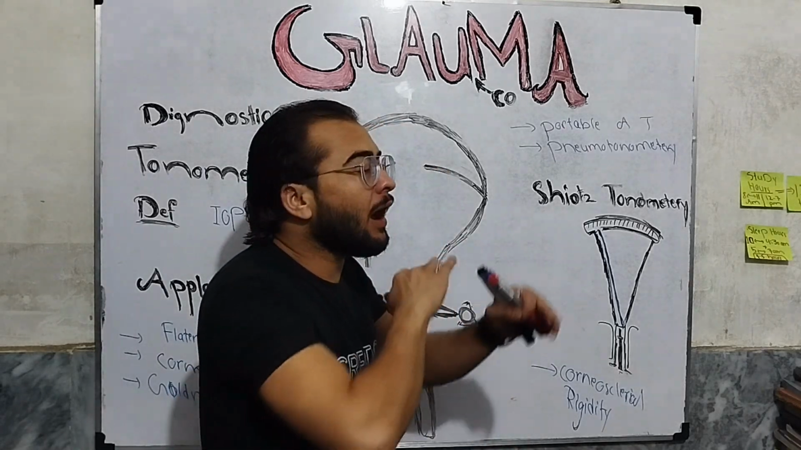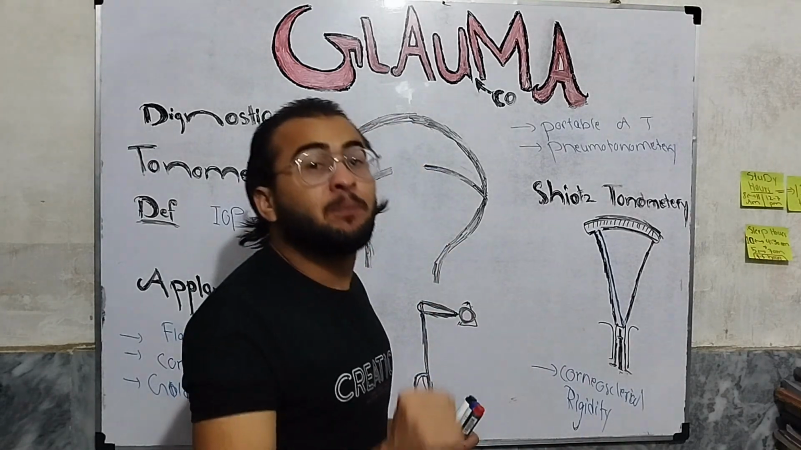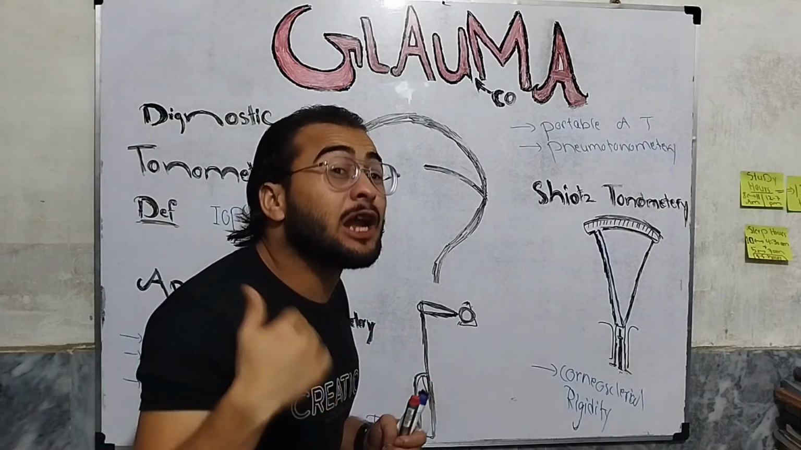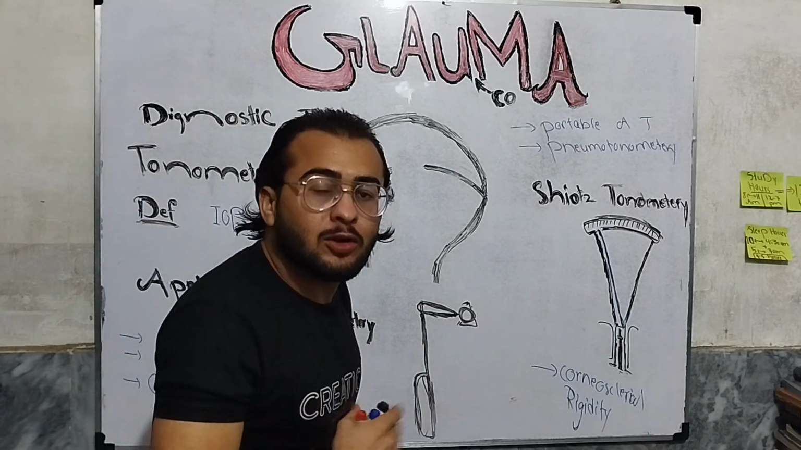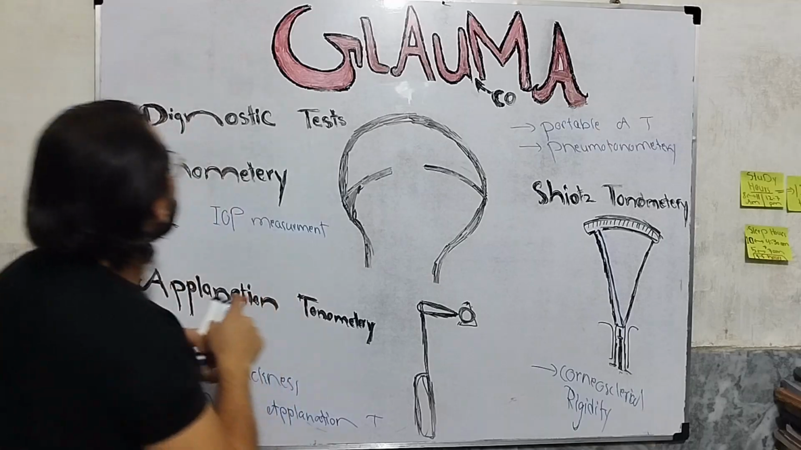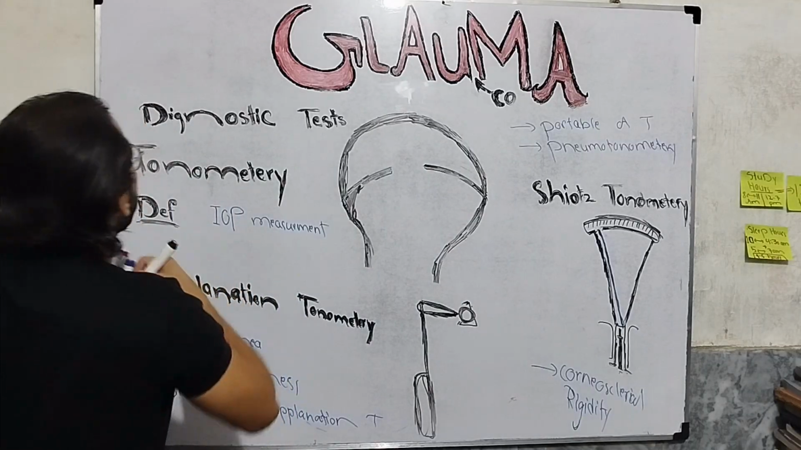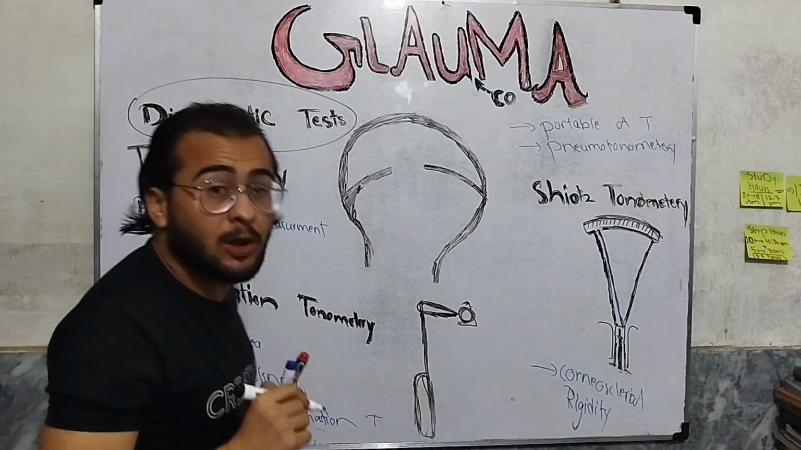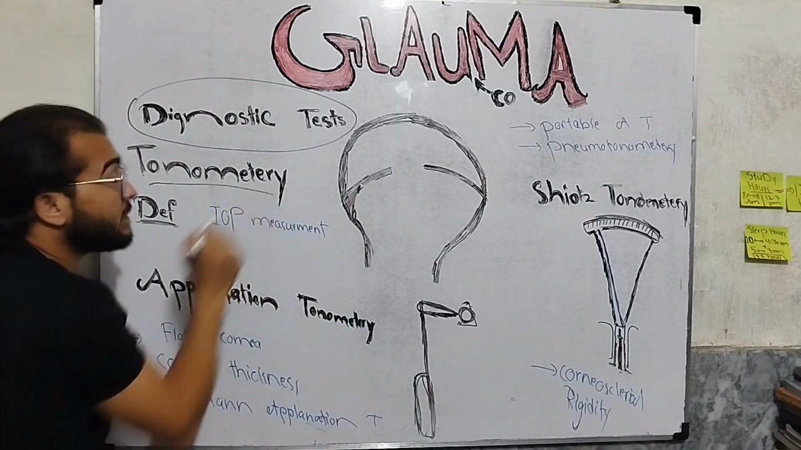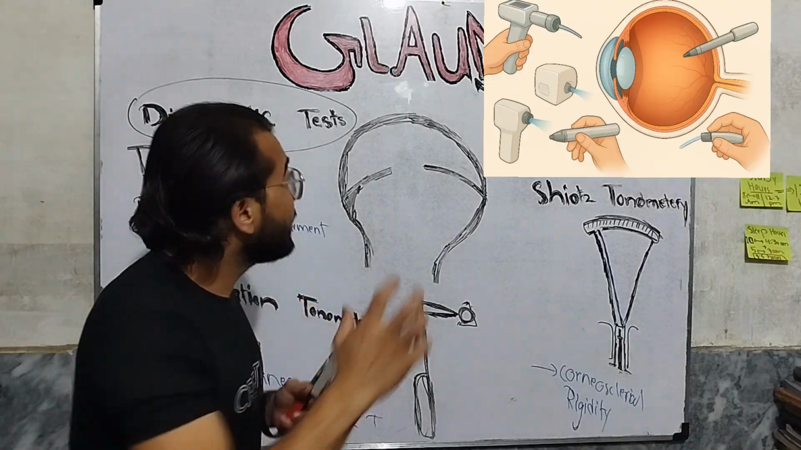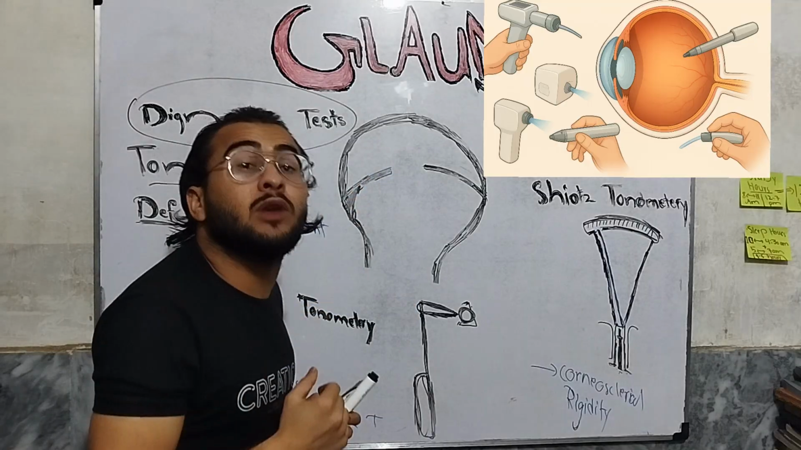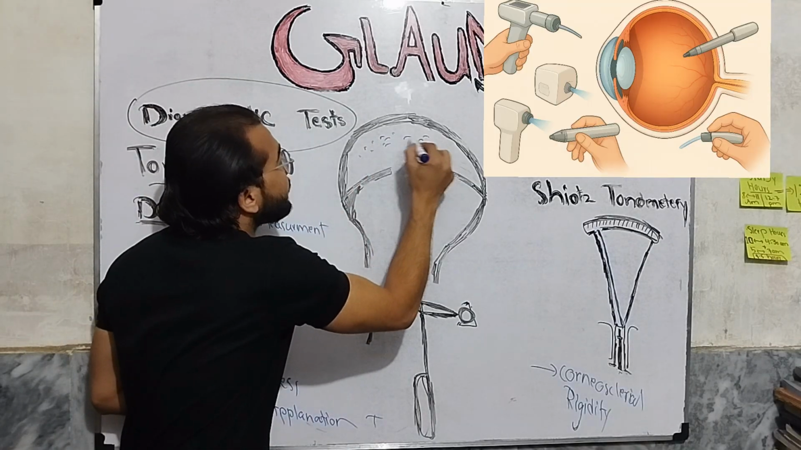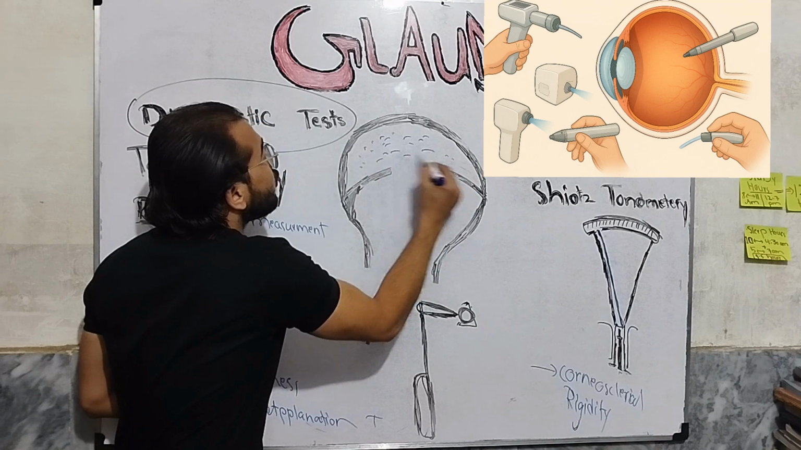As we have discussed all the types of glaucomas, now we will discuss different diagnostic tests and procedures for glaucoma. We will discuss them one by one. The first one is tonometry. Tonometry means the measurement of intraocular pressure. When we measure the intraocular pressure, this is called tonometry.